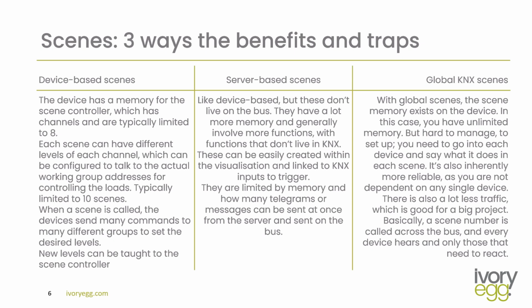Basically, a scene number is called across the bus, and every device hears that, and only those that need to react to it do. So in that sense, every device remembers what scene it's involved in and what it needs to do, and then the traffic on the bus is simply to a group address. We are calling this scene. Everyone subscribed to that scene that's listening to that group address will then play out their action. So really good for keeping bus traffic down, and for global scenes where we are doing all on or building all off, or whatever.